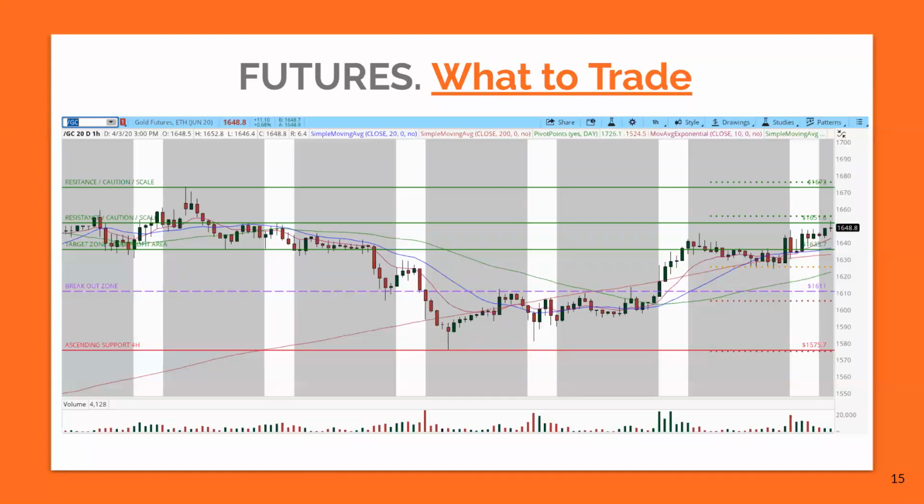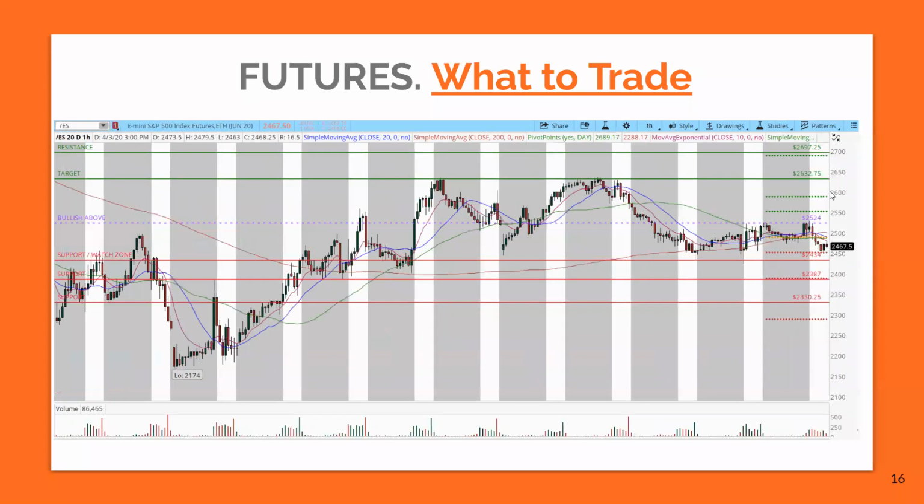Okay, so that's a very simple step that you can take. You can see here, target zone, take profit area, resistance, caution, scale out. Okay, so definitely, does gold have more juice for another run up? Of course.